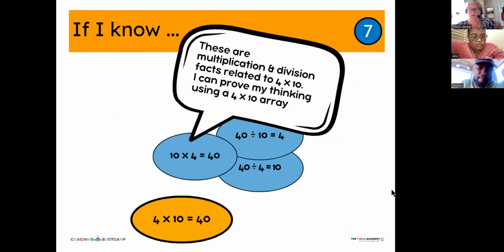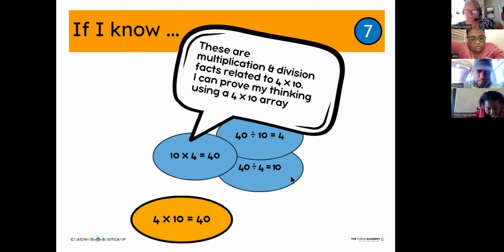So if you know 4 by 10, you might also know, just without even thinking about it, that if you turn it round, commutative property, think about an array, 10 times 4 is also 40. And then the 2 division facts that go with that. 40 divided by 10 is 4. 40 divided by 4 is 10.